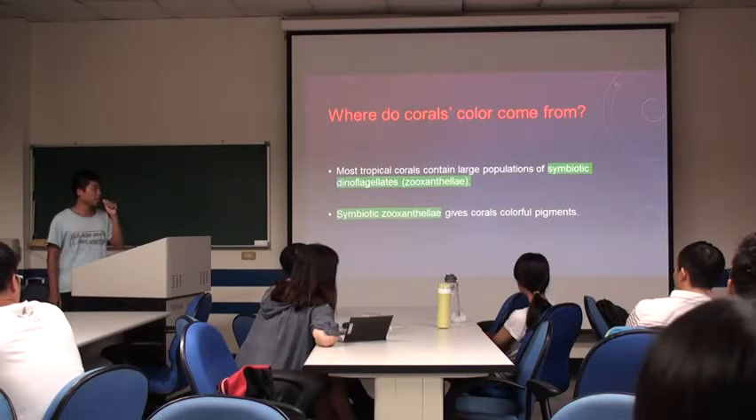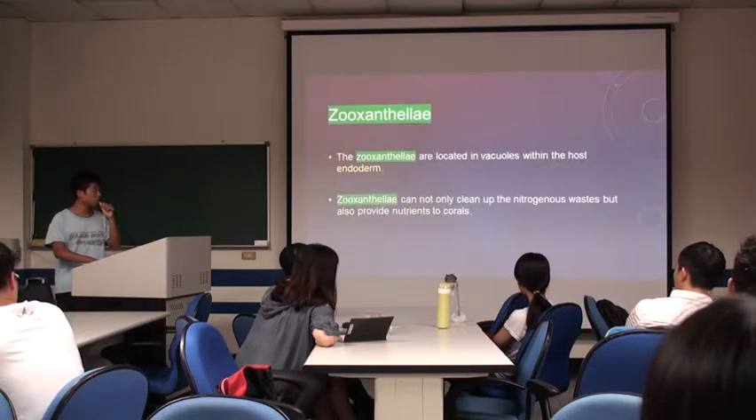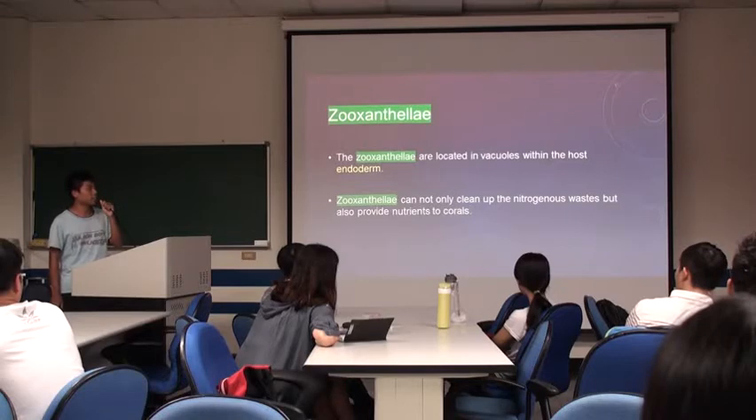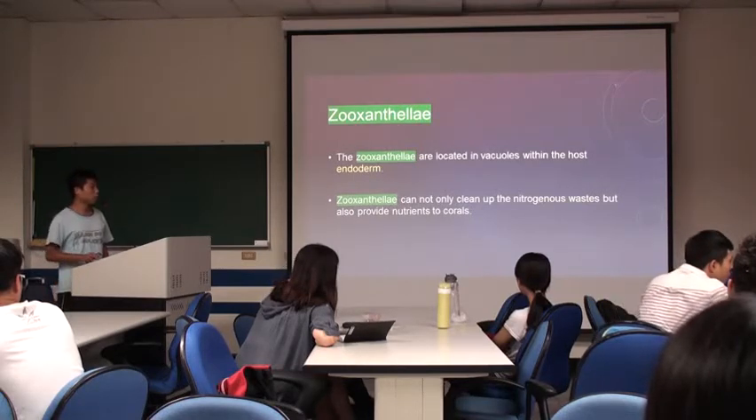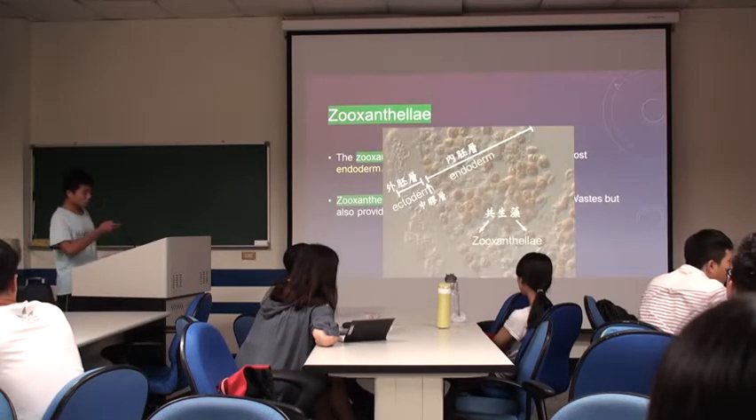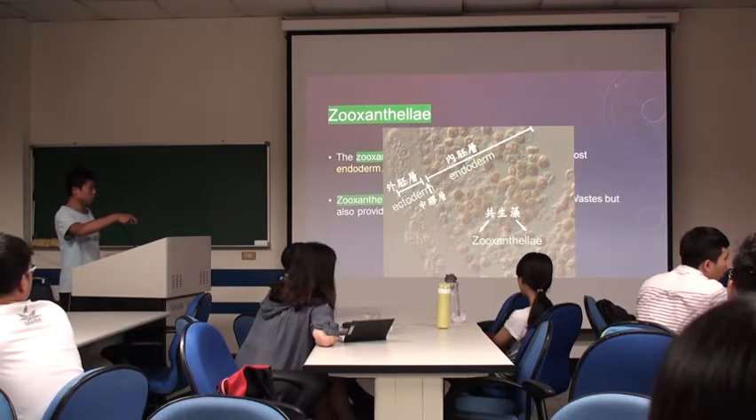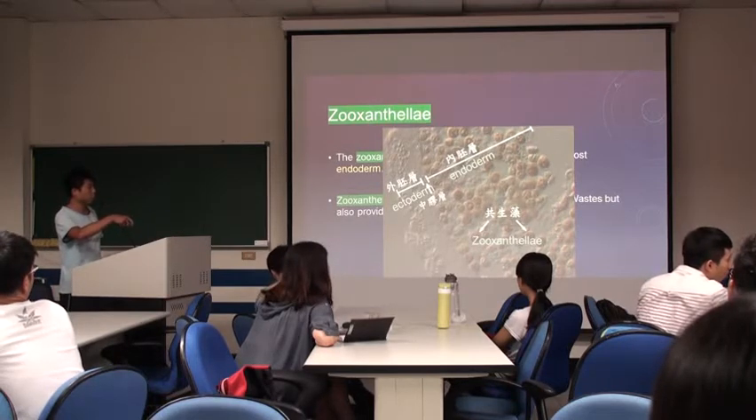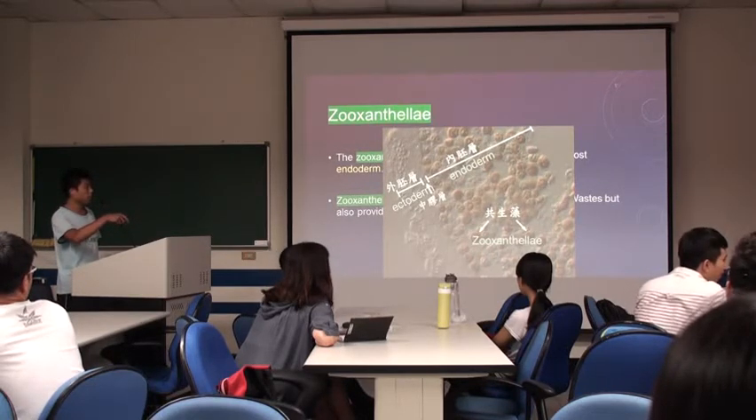Symbiotic dinoflagellates give corals colorful pigments. They are located in vacuoles within the host endoderm. They can not only clean up the nitrogenous wastes, but also provide nutrients to corals. They are very important for corals. And this is the dinoflagellates in corals. This is the coral endoderm.